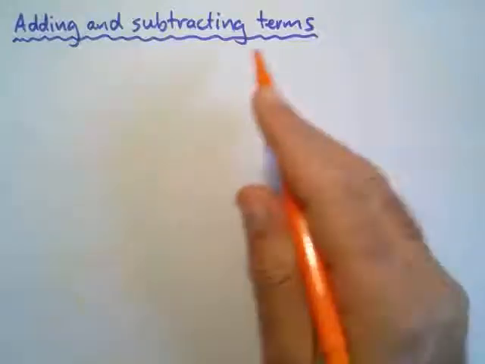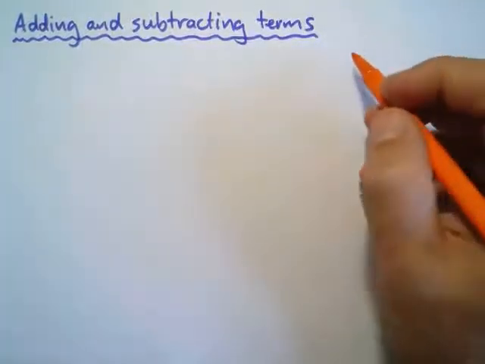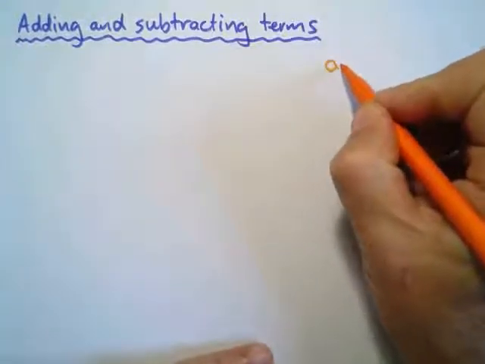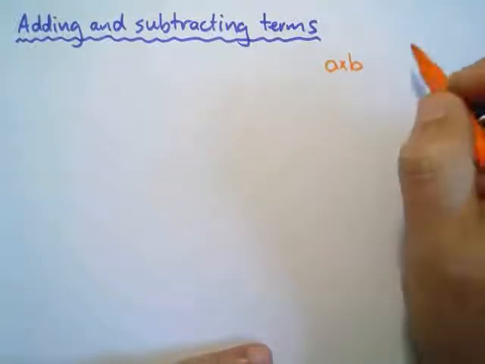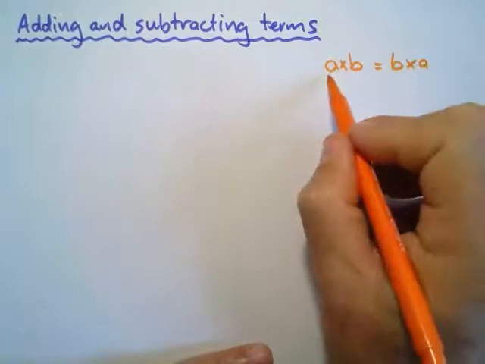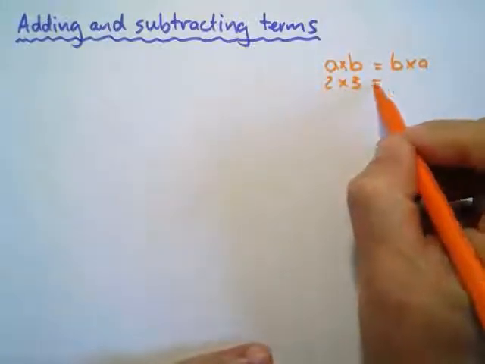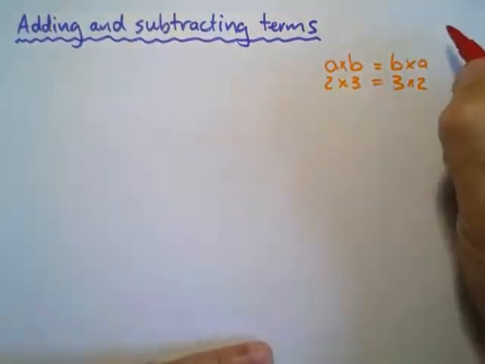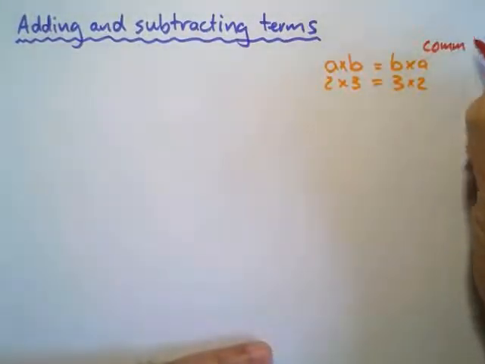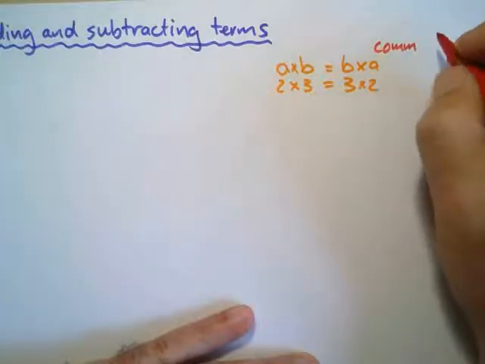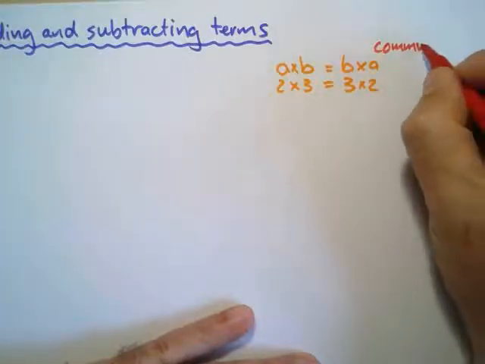Adding and subtracting terms. Now, before we get to that, I just quickly want to do some revision with you. Can you remember that we say that A times B is exactly the same as B times A? For example, 2 times 3 is exactly the same as 3 times 2. This is called the commutative law, for those who care about terminology.